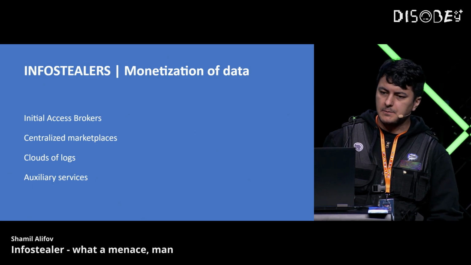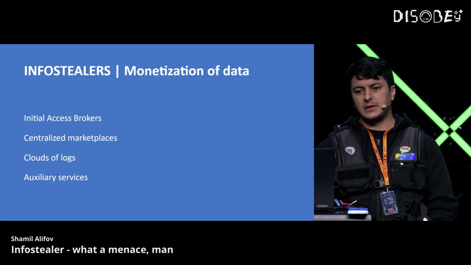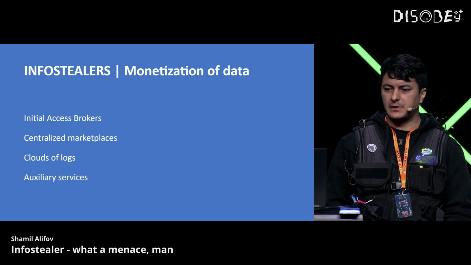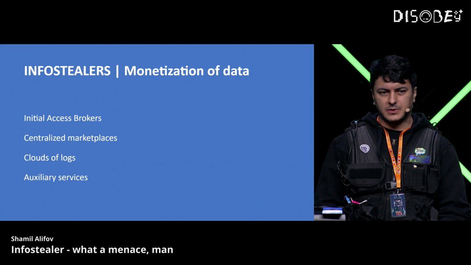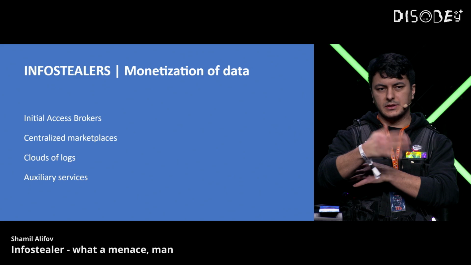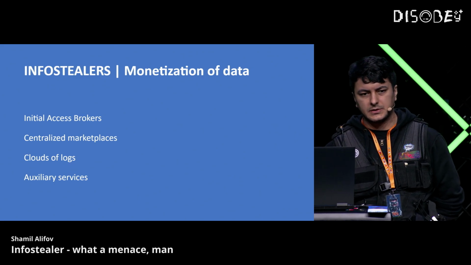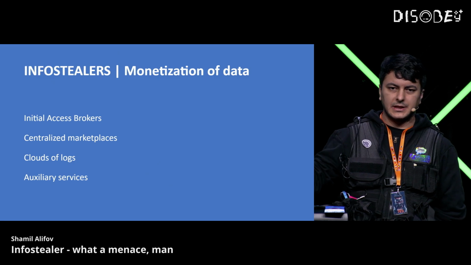Maybe let's talk about how people monetize the stolen information. We'll briefly talk about the initial access brokers, some kind of centralized marketplaces that gather all the victims under one hood and then just sell it. Cloud of logs, as well as all this stuff, creates auxiliary services.